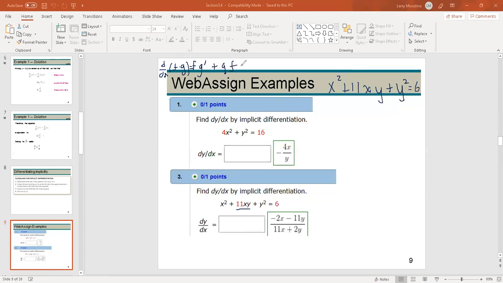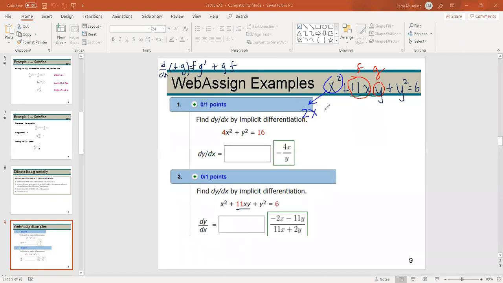So let me just label. I'm going to label this 11x, I'm going to call this f. And I'm going to call this y the g function just to be able to apply the product rule. All right, so now let's take the derivative of both sides with respect to x. Well, the derivative of x squared is 2x. All right, now for the derivative of this 11xy, I'm going to need the product rule.